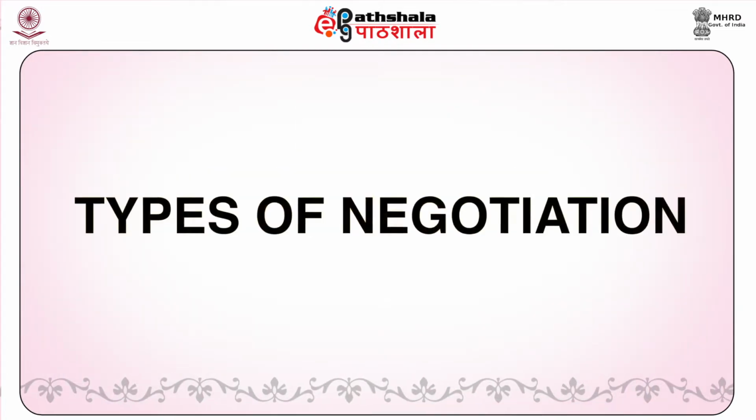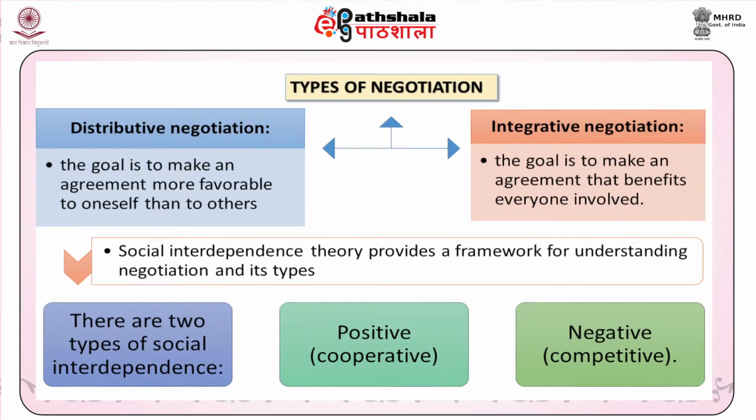Now, the types of negotiation. Broadly, there are two types of negotiation: distributive and integrative negotiation. In distributive negotiation, the goal is to make an agreement more favorable to oneself than to others, and in integrative negotiation, the goal is to make an agreement that benefits everyone involved.